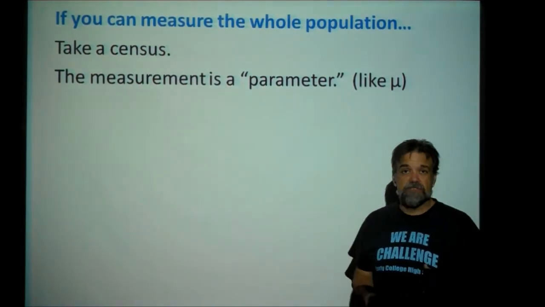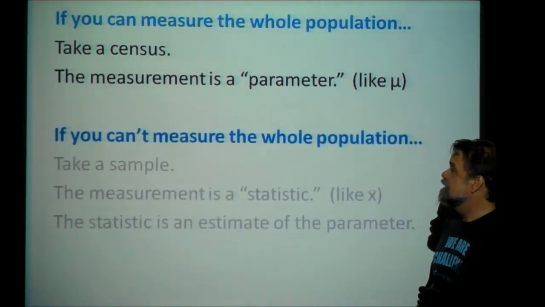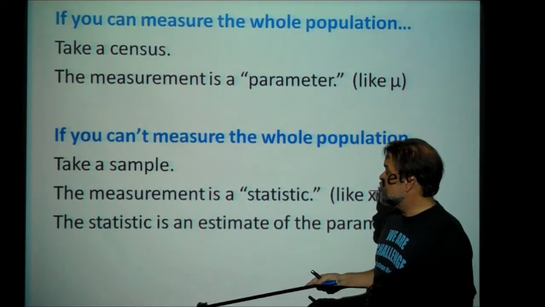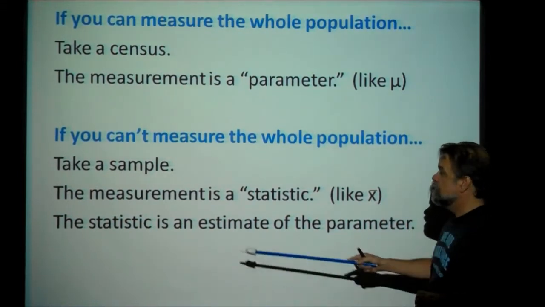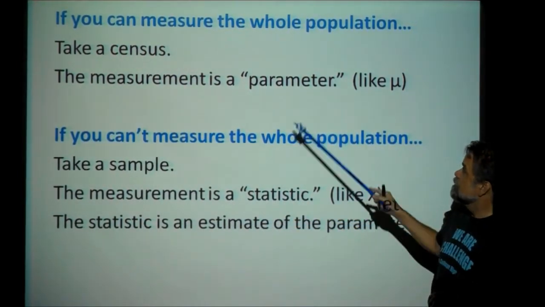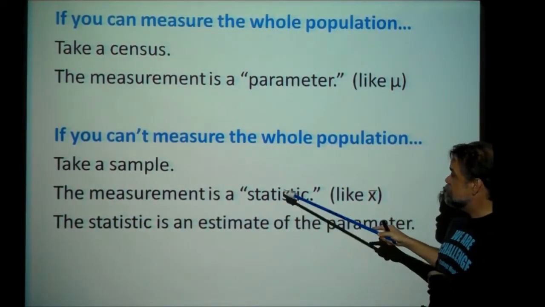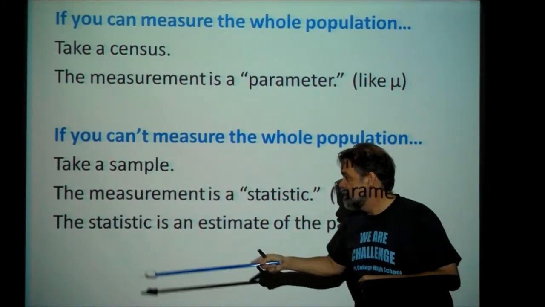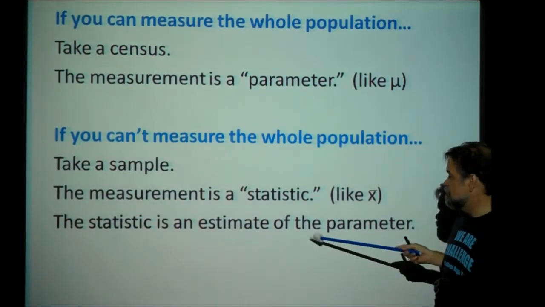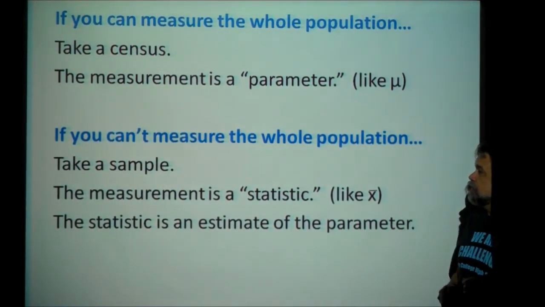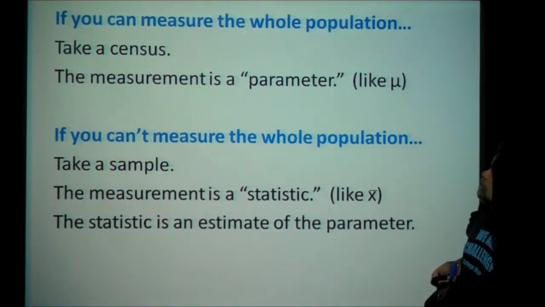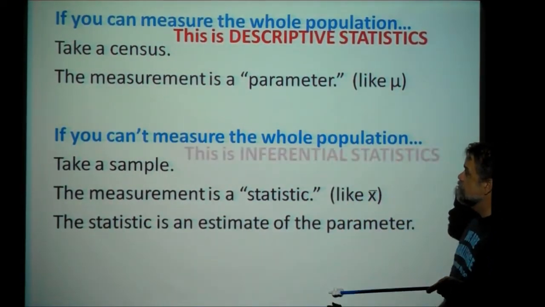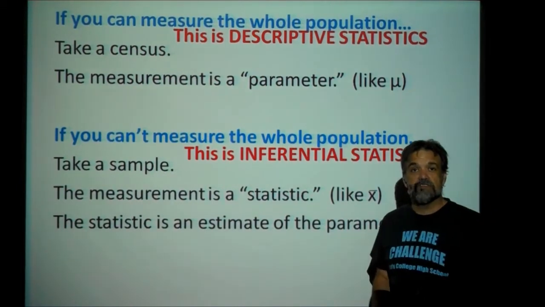If it's impossible to measure the entire population, then you take a sample, and the measurement that you take, for example, X bar, is called a statistic. So parameters describe populations, statistics describe samples, okay? And the statistic is an estimate of the parameter, okay? This part up here, this is what we call descriptive statistics, and this part down here, this is what we call inferential statistics.